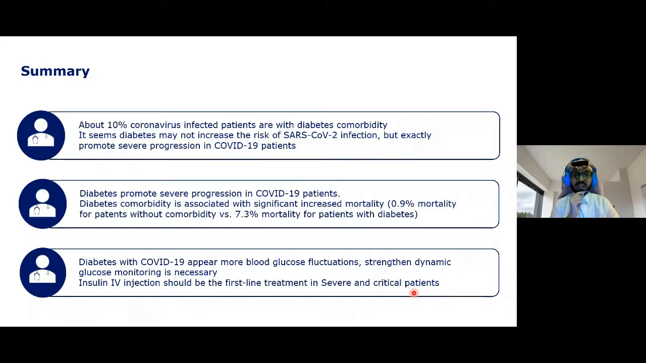Diabetes with COVID-19 appears to have more blood glucose fluctuation. Strengthened dynamic glucose monitoring is necessary. Insulin IV injection should be first-line treatment in severe, critically ill patients.